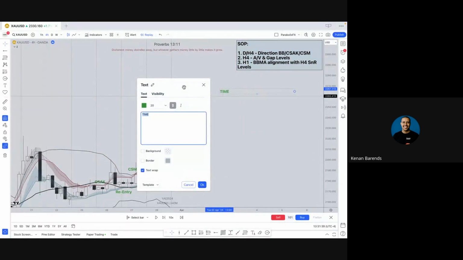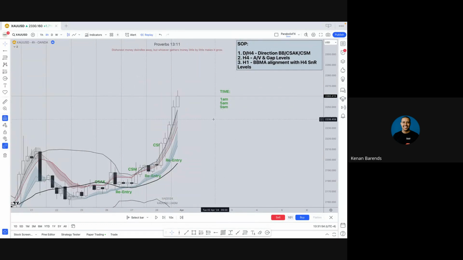Now, the candles that I am specifically looking to trade on the 4-hour are the following candles: the 1 a.m. candle and the 5 a.m. candle. This is where I have found the most consistency, but you can also trade the 9 a.m. candle, if you understand where price is moving and you can see the bigger picture.